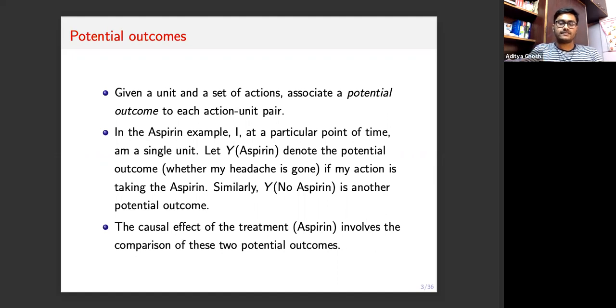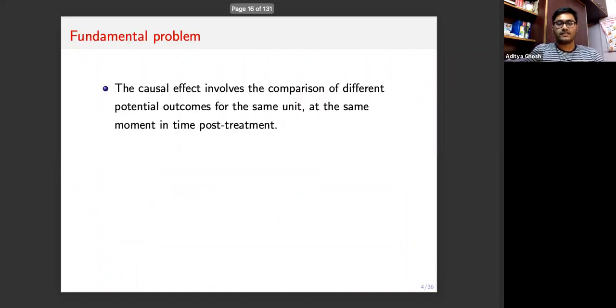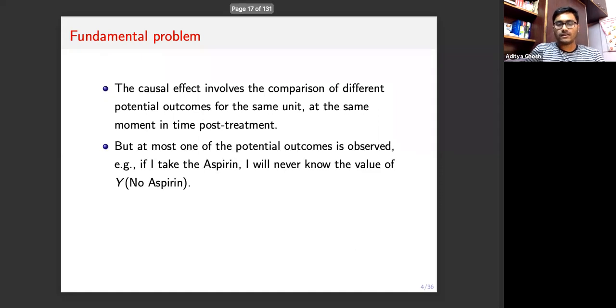Now, there is a problem which you might have guessed already. That is, we cannot see both the potential outcomes in a single experiment, because I might take aspirin today and I might not take aspirin tomorrow, but I myself at this point of time and tomorrow are considered as different units. And the causal effect involves the comparison of different potential outcomes for the same unit at the same point of time in post-treatment. Okay, so since at most one of the potential outcomes is observed, we never know how to compare the difference in potential outcomes for the same unit.